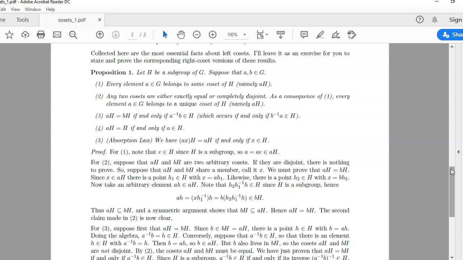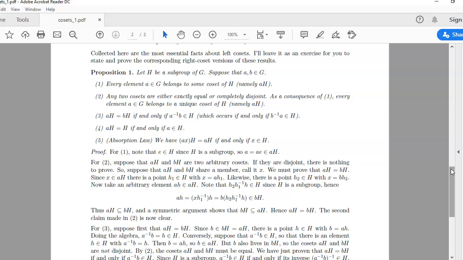So I want to first point out that part 2 of the proposition says something that we already knew about congruence classes. And as I said before, congruence classes are a special case of cosets. So we're not shocked that this is true. Any two cosets are either exactly the same coset in disguise or they are completely disjoint. So cosets can never sort of halfway overlap. The proof is in the second paragraph of the proof below.